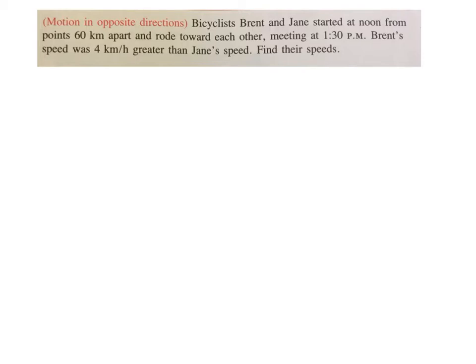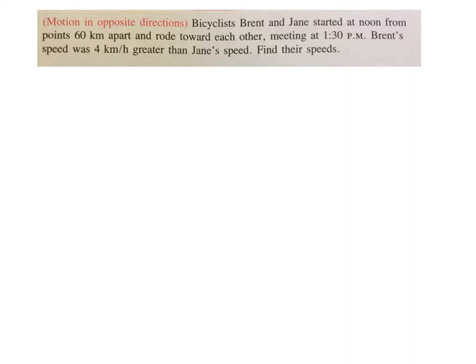So bicyclists Brent and Jane started at noon from points 60 kilometers apart and rode toward each other, meeting at 1:30 p.m. Brent's speed was 4 kilometers per hour greater than Jane's speed, and we're looking to find their speeds.